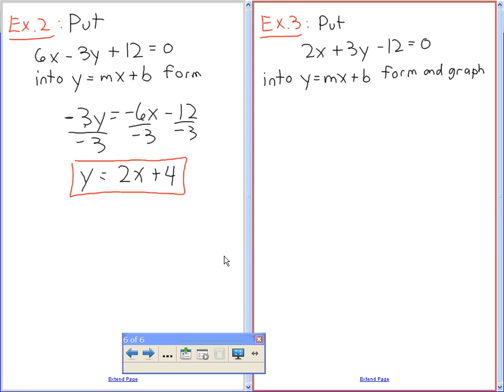First step to get y equals mx+b is what? Somebody please be brave. Kira, can you please be brave? So, okay, 3y's here, good. What's the other side going to be then?